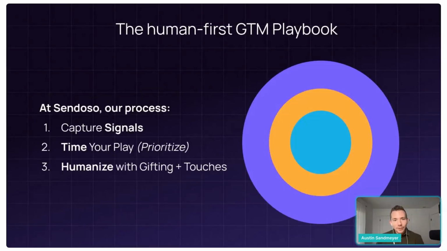As we start, we're going to talk about how we think about our GTM playbook here at Sendoso. At Sendoso, we think of it in three motions. We walked through a lot of these already today, but one is capturing your signals. We've talked a lot about signals, and we'll talk a little bit about it again. And then timing your play. How do you time it with prioritization?